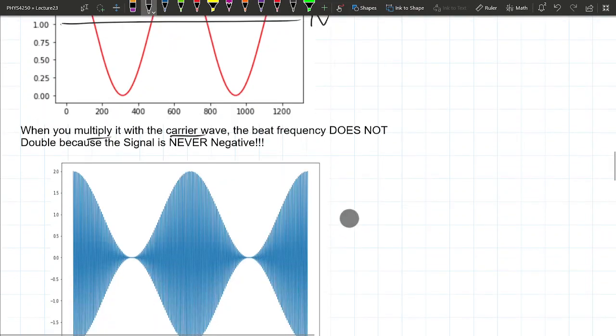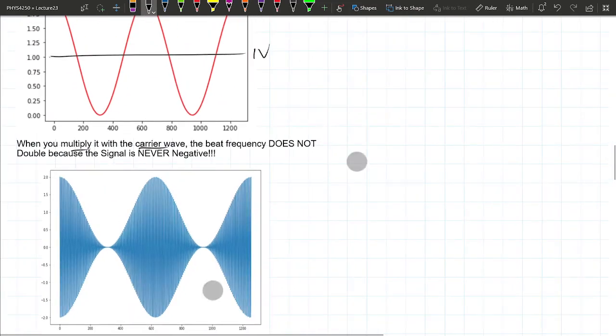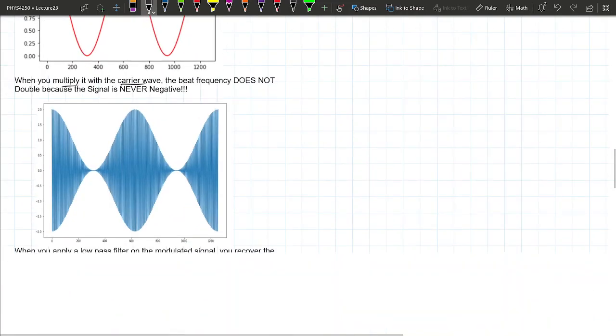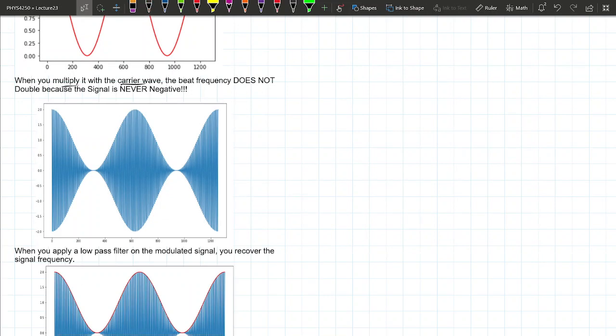Okay, instead of, oops, let me zoom out a little bit. Instead of getting twice, remember last time we had like 2 lobes, so it basically doubles the frequency, right? In partial modulation, you don't get that effect. You basically have just the same frequency in your number of lobes per second. Okay, so the signal never goes negative, so therefore you don't have this flip upside down, upside down, upside down all the time.